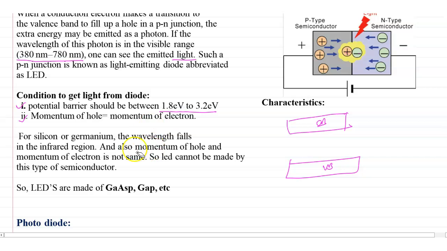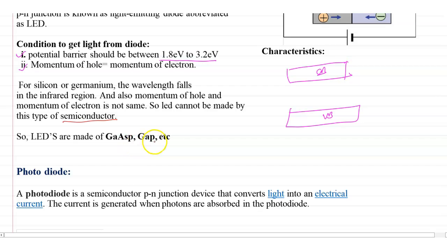For silicon, the wavelength falls in the infrared range, and also the momentum of the hole and the momentum of the electron are not the same. So an LED cannot be made from this type of semiconductor. LEDs are made of gallium arsenide phosphide and gallium phosphide.